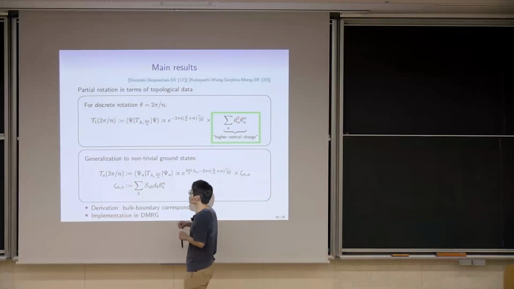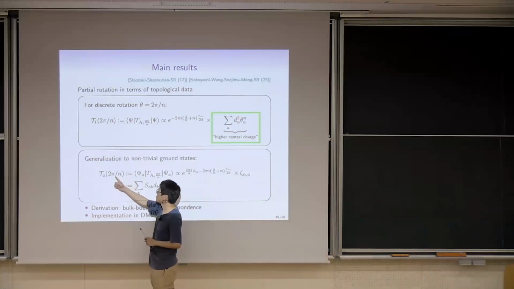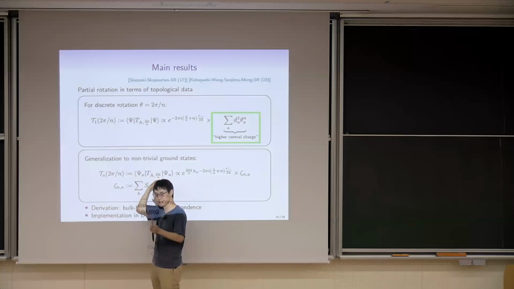So you could do theta, which is very close to 2 pi over n. And that's a good question. Off the top of my head, I don't know the answer, but I think it's doable.